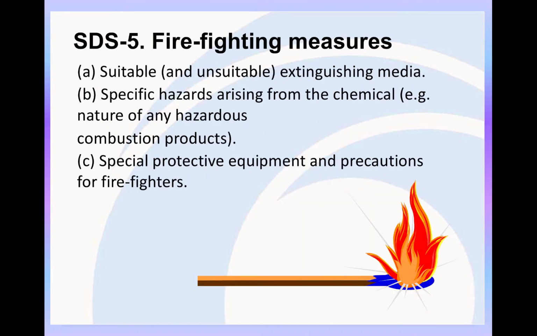Section 5 is the firefighting measures. What are the suitable and unsuitable extinguishing media? What class of fire extinguishers do you use? Specific hazards arising from the chemical, like the nature of any hazardous combustion products. Special protective equipment and precautions needed for firefighters are included in this section.